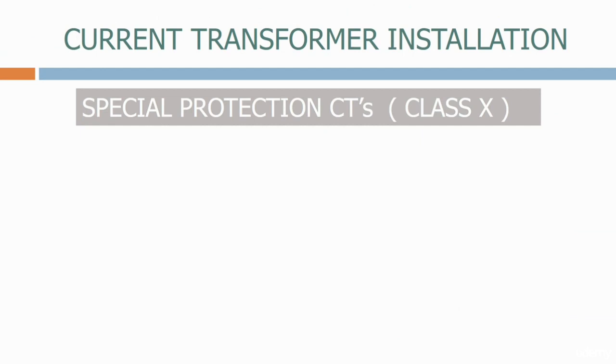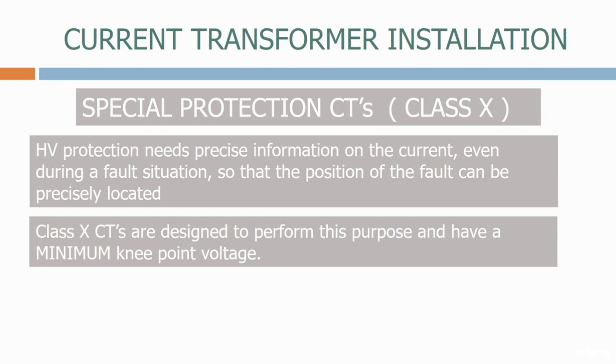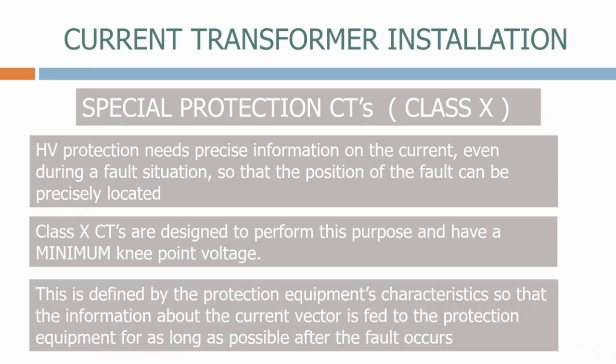Finally, we have special protection CTs, sometimes called Class X. Protection needs precise information on the current, even during a fault situation, so that the position of the fault can be precisely located. Class X CTs are designed to perform this purpose and have a minimum knee point voltage. This is defined by the protection equipment's characteristics, so that the information about the current vector is fed to the protection equipment for as long as possible after the fault occurs.